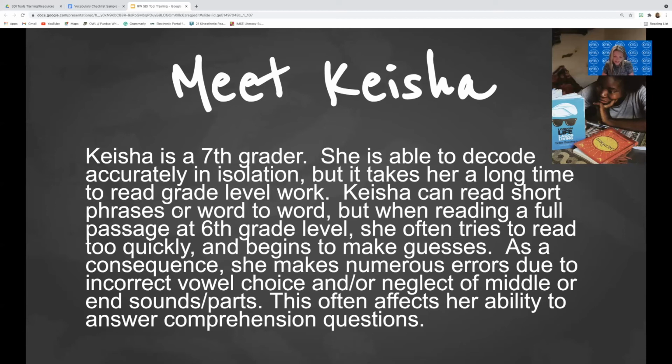Okay, so on Keisha's worksheet, you have the notes here. She's in 7th grade. She can decode accurately in isolation, but it takes her a long time to read grade level work. She can read short phrases or word to word, but when reading a full passage at 6th grade level, she often tries to read too quickly and begins to make guesses. As a consequence, she makes numerous errors due to incorrect vowel choice and or neglect of middle or end sound parts. This often affects her ability to answer comprehension questions.